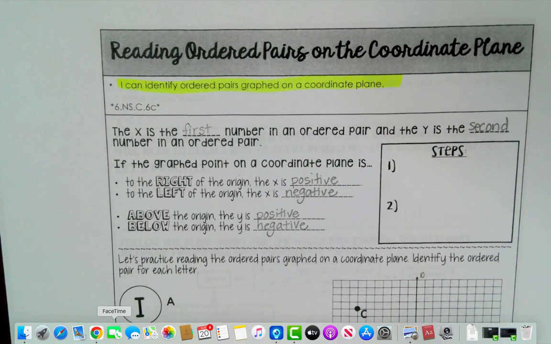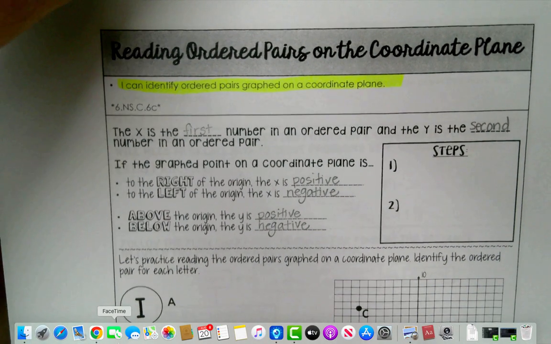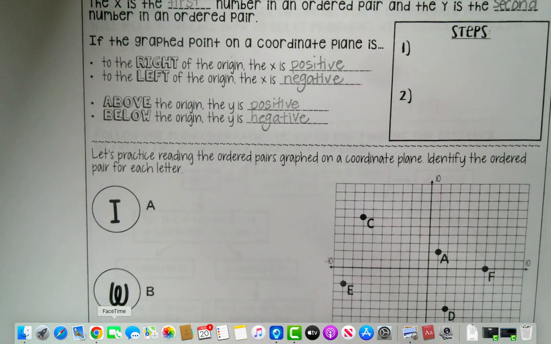Just one second. Okay. Let's look at, there it goes. Oh, it's lagging.